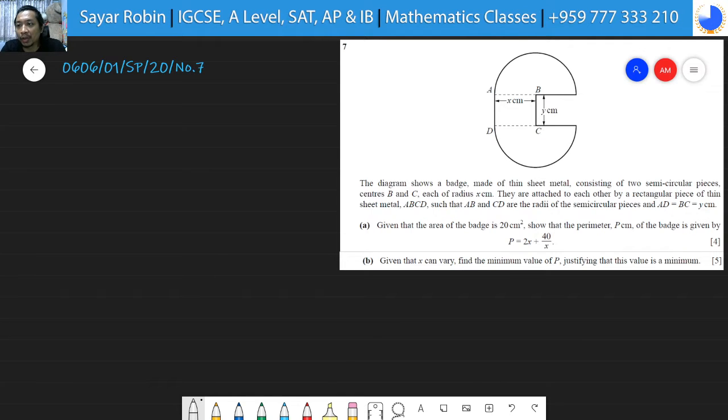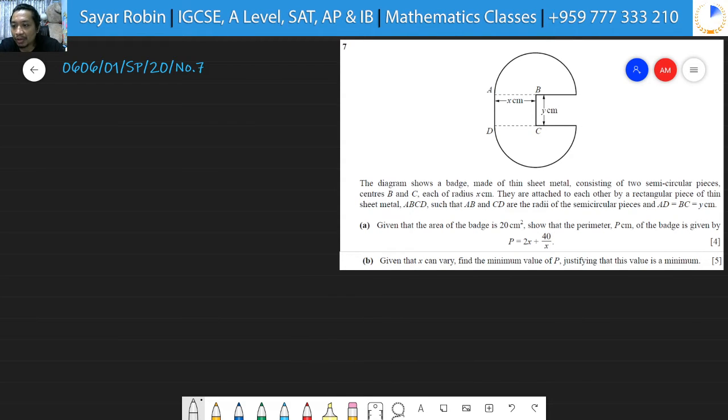Here you go, the problem. The problem relates to a maximum, minimum, or stationary point value problem. There you will see some scenarios and a geometrical figure. The diagram shows a badge.